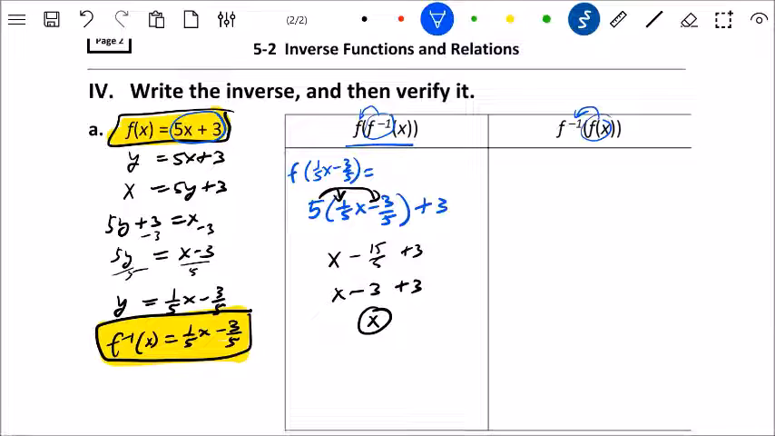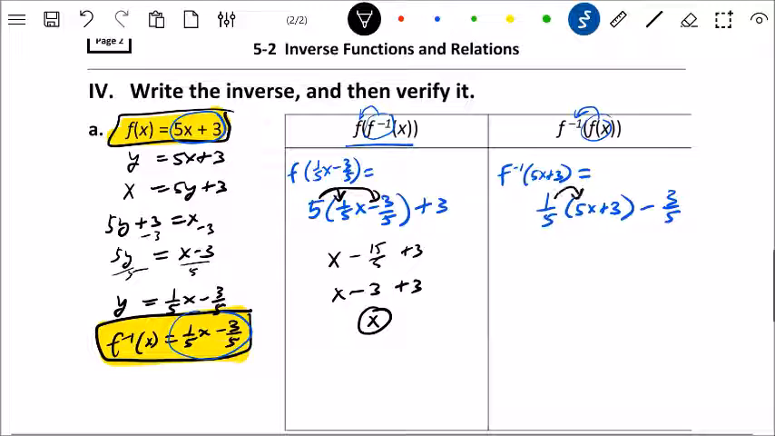Here we're going to do where it's the function minus 1 of x, which is 5x plus 3, equals, and now I'll be using this part, 1/5 times 5x plus 3 minus 3/5. So let's distribute this into this. 1/5 times 5 is x. Distribute it to that. That's plus 3/5 minus 3/5.